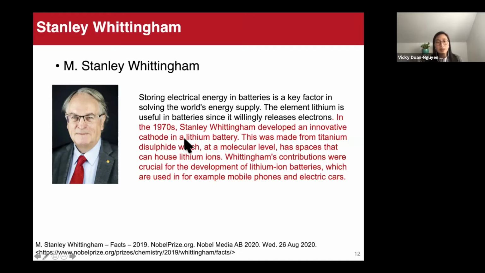Stanley Whittingham in the 1970s developed also innovative cathode type materials for lithium-ion batteries. Here he looked at titanium disulfide for hosting lithium ions in an electrochemical cell. However, lithium cobalt oxide does have higher voltage than titanium disulfide.